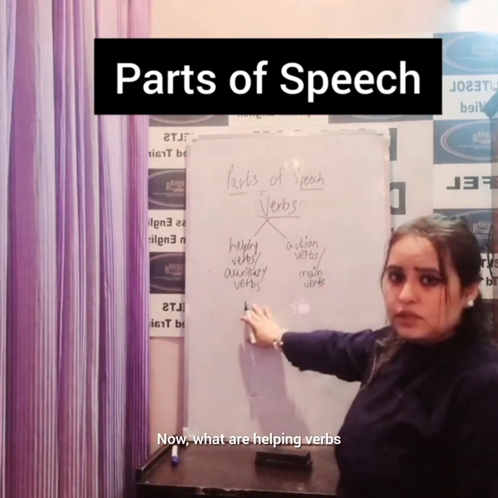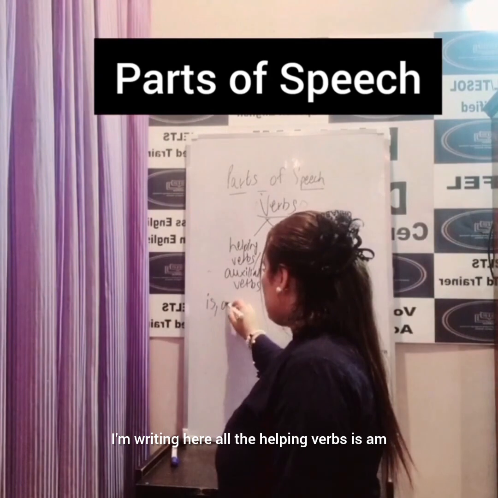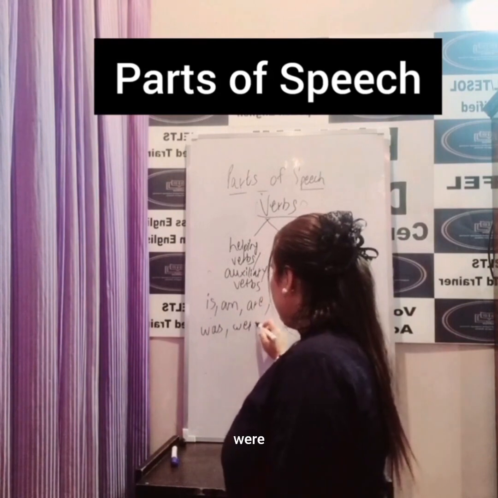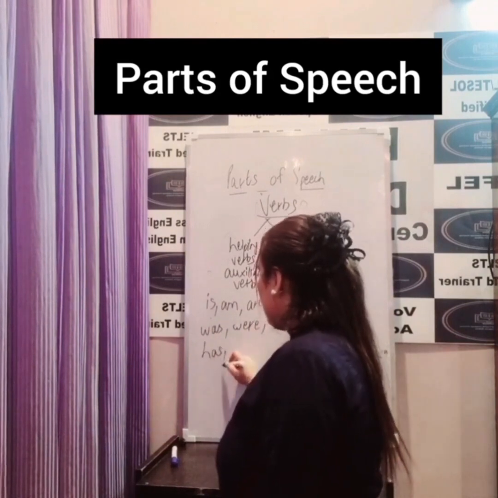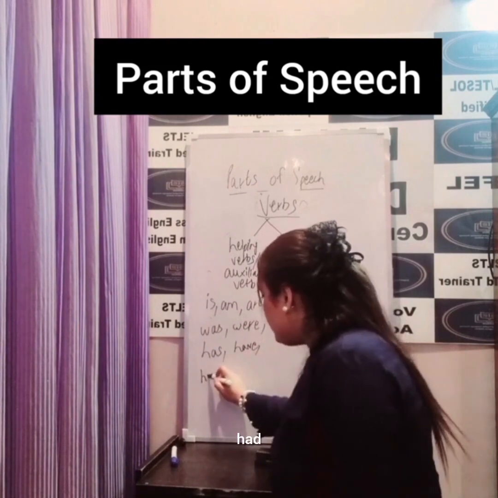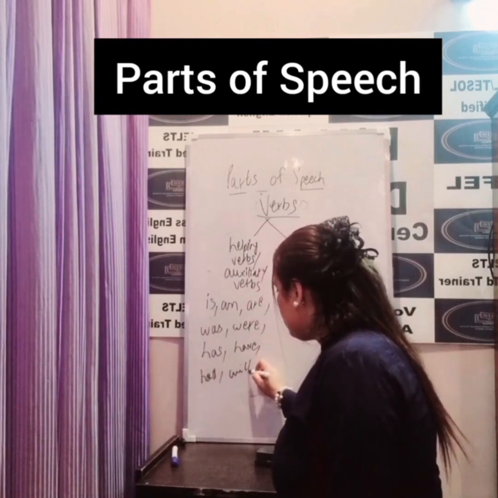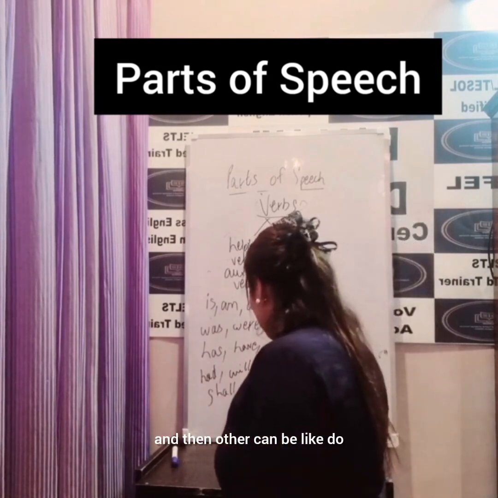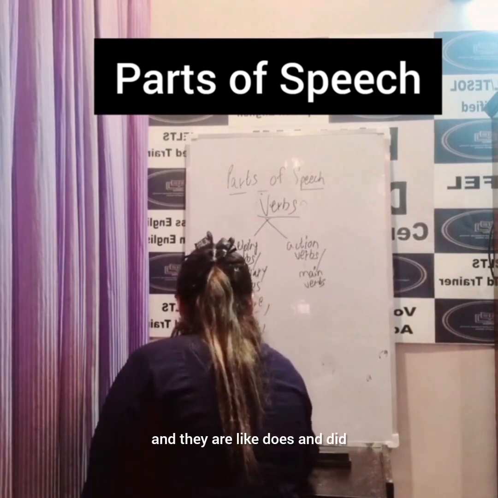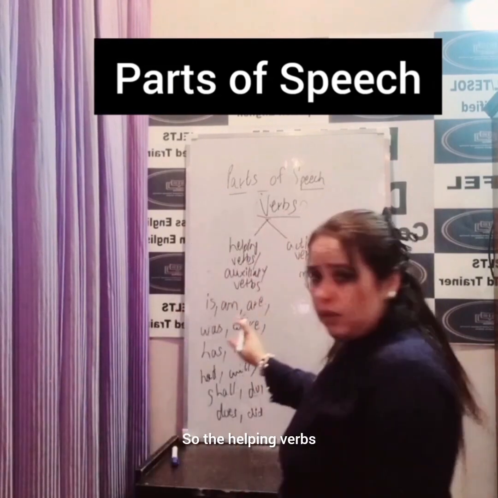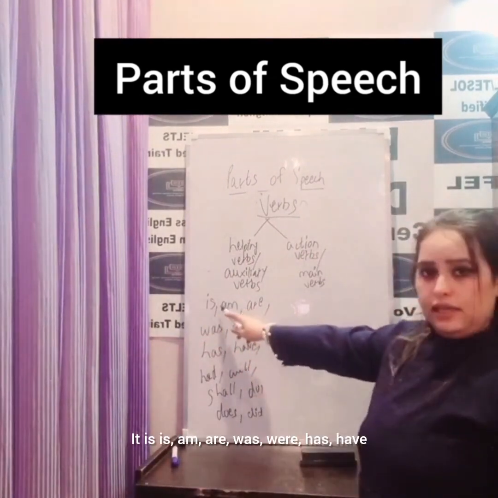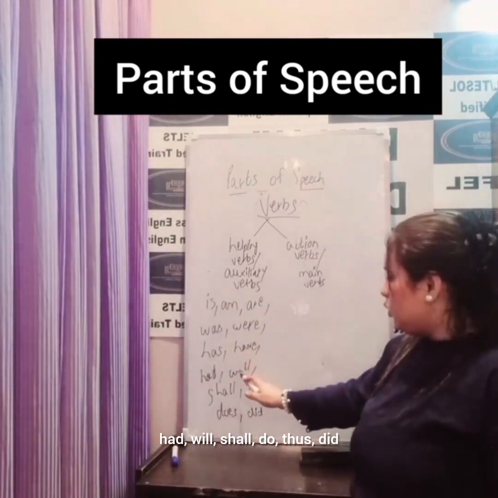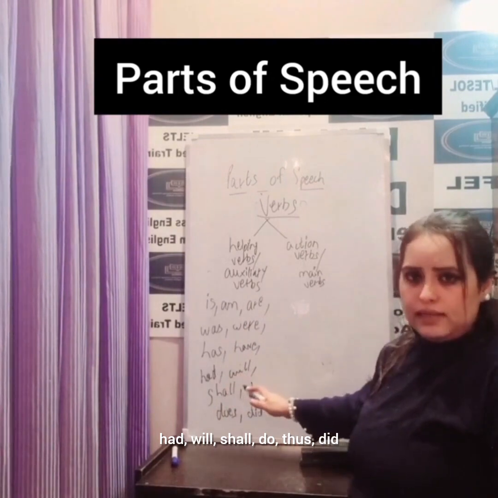Now what are helping verbs? I'm writing here all the helping verbs: am, are, was, were, has, have, had, will, shall, and then others like do, does and did. So the helping verbs, I'm going to repeat again: am, are, was, were, has, have, had, will, shall, do, does, did.